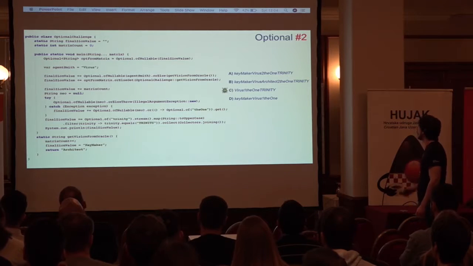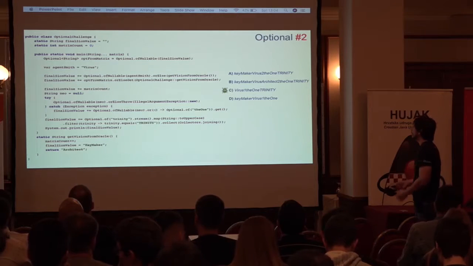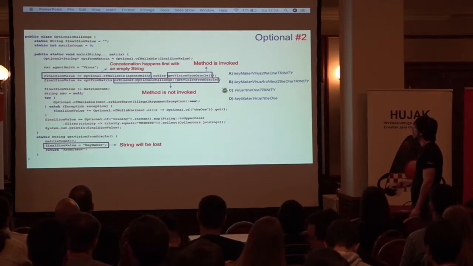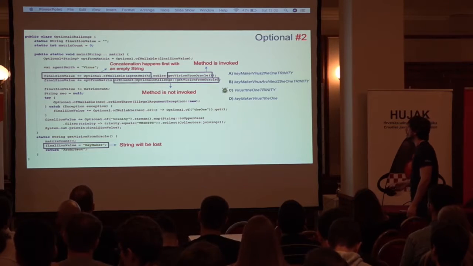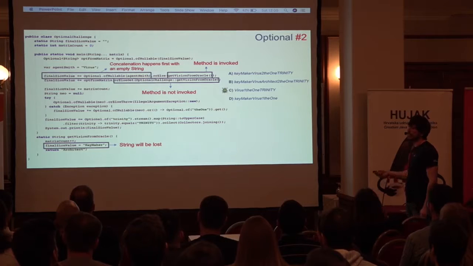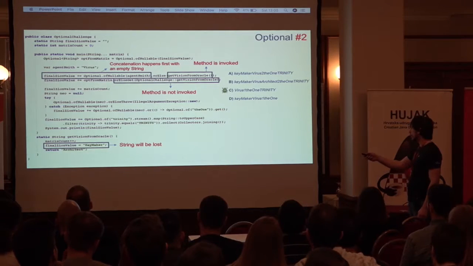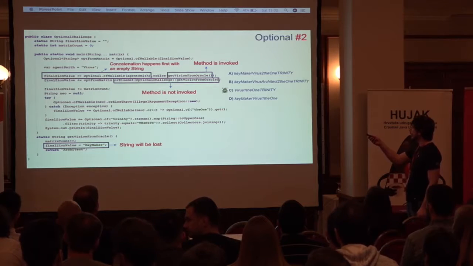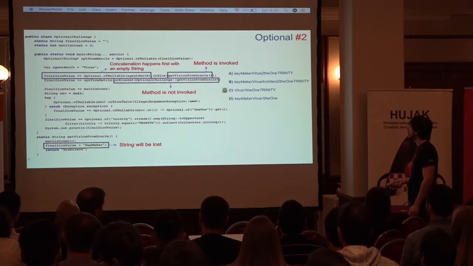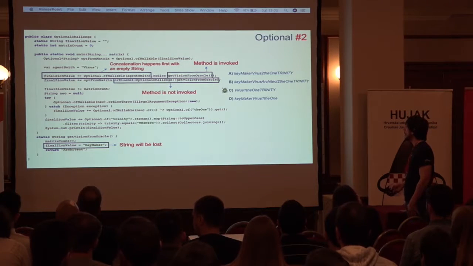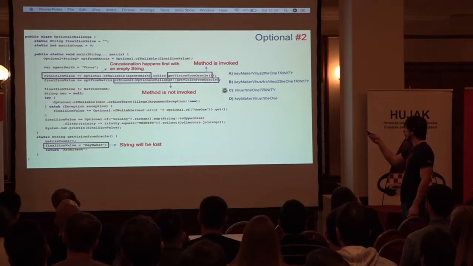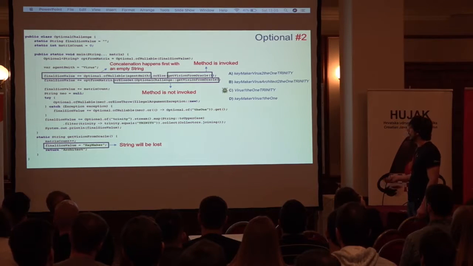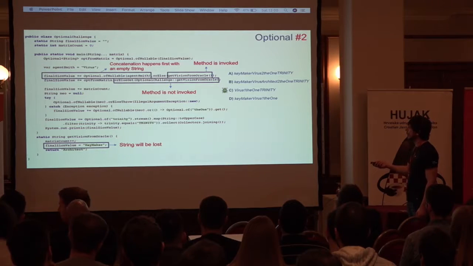Okay, let's see the answer. It's C. Let's see why. The first thing that's happening here is that the concatenation happens first with an empty string. So even though we go to that method, getVisionFromOracle, the string will be lost, because at first we concatenated with an empty string. Another thing to realize here is that when we use a method inside the orElse function, it's going to be invoked even if the orElse is not supposed to be executed.